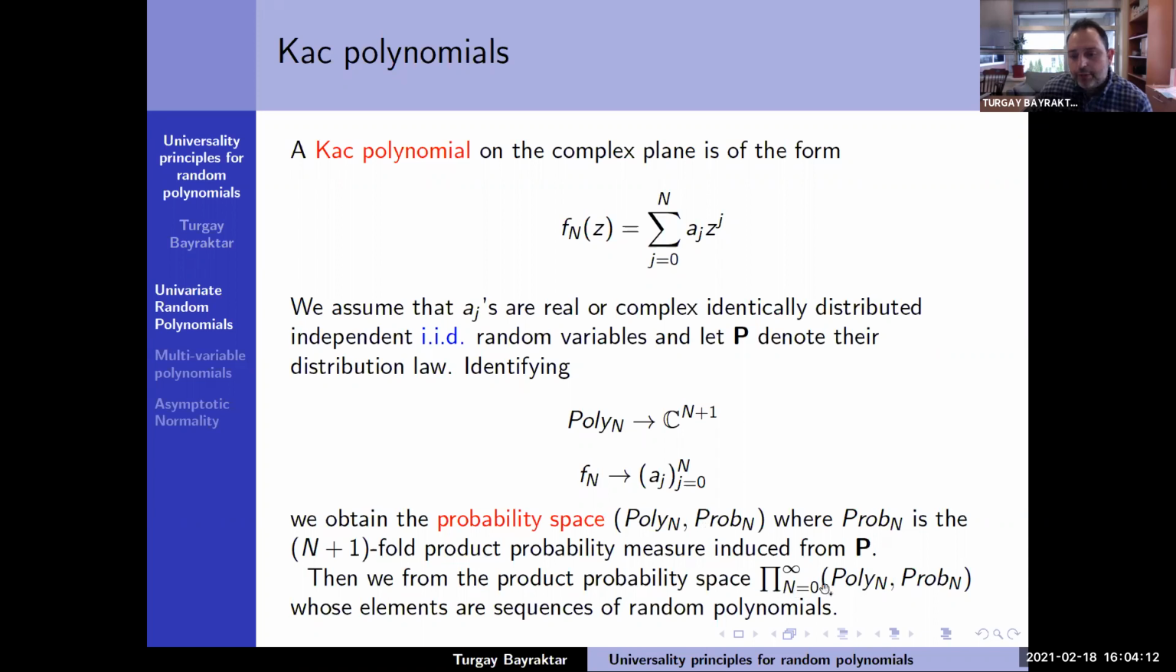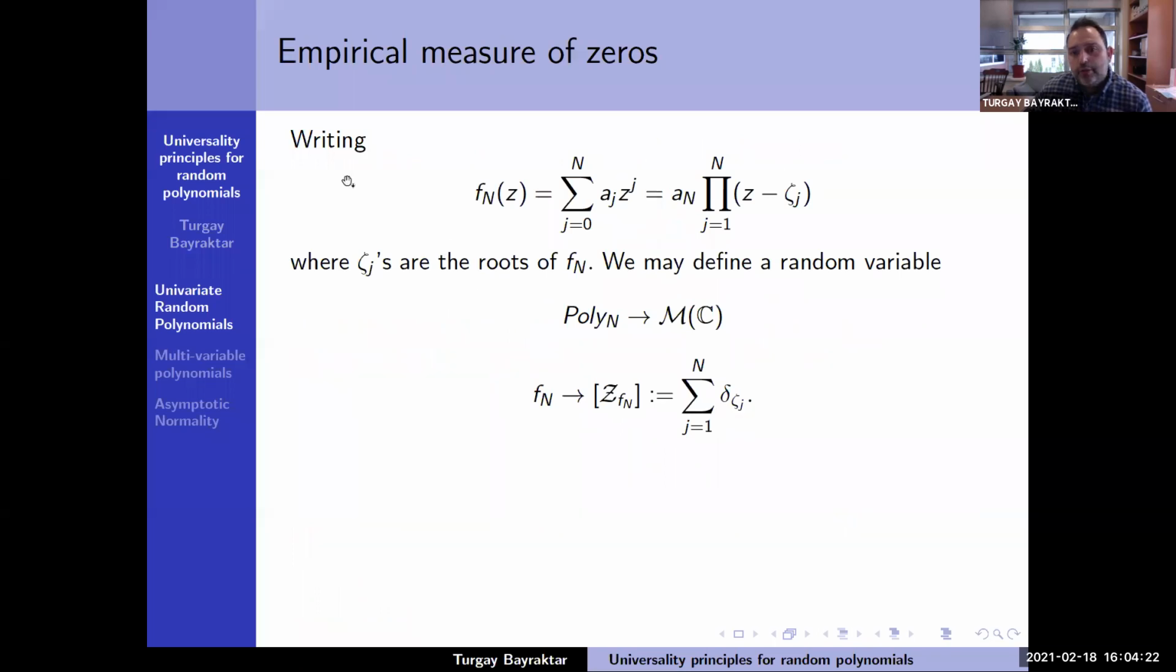Now, the elements of this product probability space are sequences of random polynomials. Now, we're interested in zeros of random polynomials. So we can factorize a polynomial like this, where a_n is the leading coefficient and the zeta_j are the roots of f_n. And then define a measure valued random variable. So you take the polynomial f_n, and then you put a point mass on each zero of it. And then you get this measure of total mass equal to n.